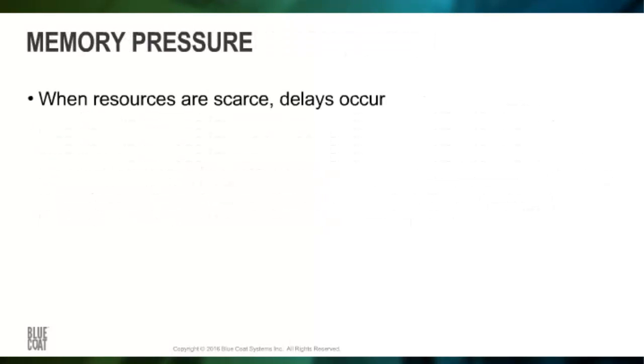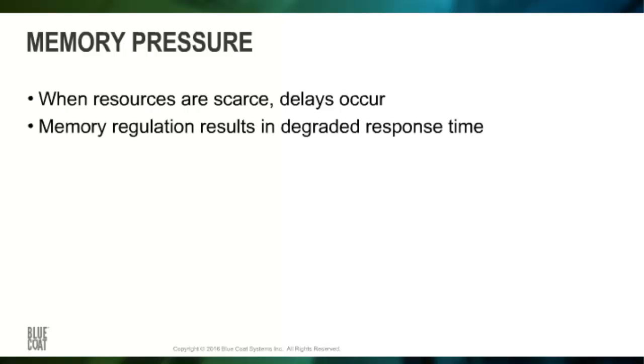When memory resources on the ProxySG become scarce, the system tries to compensate by delaying the processing of new requests or delaying memory allocation for some existing requests until other requests have a chance to complete and free their associated resources. The ProxySG uses a mechanism known as memory regulation. Entering memory regulation results in degraded response time and generally indicates that the system is unable to keep up with its current request load.